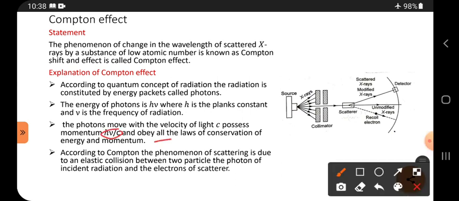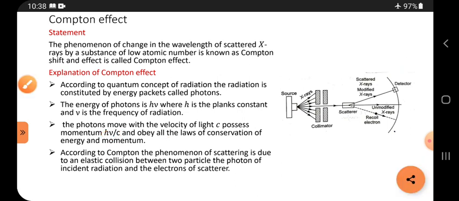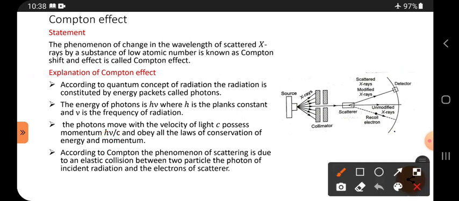And photons obey all the laws of conservation of energy and momentum. They must obey the law of conservation of energy and momentum. According to Compton, the phenomenon of scattering is due to an elastic collision between two particles, the photon of incident radiation and the electrons of the scatterer.